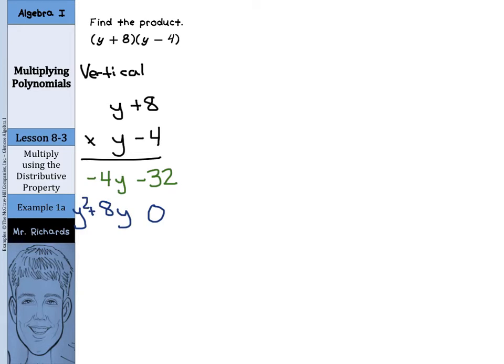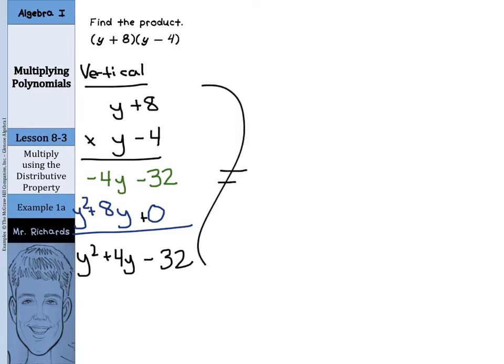And when we add these up now, we're left with negative 32, and then negative 4y plus 8y is a positive 4y, and then we have our y squared. So y squared plus 4y minus 32. And that was the vertical method. Now we also have a horizontal method.